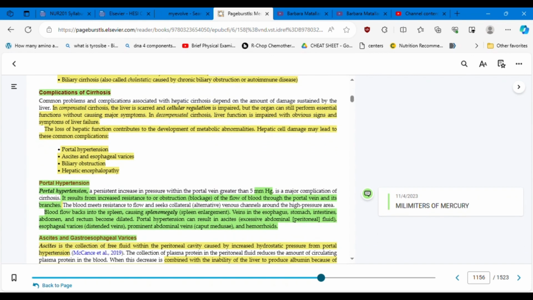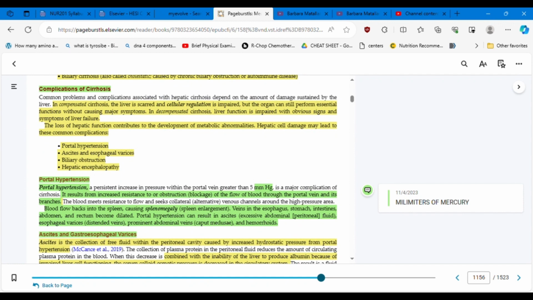Now, complications of cirrhosis. In compensated cirrhosis, the liver is scarred and cellular regulation is impaired, but the organ can still perform essential functions without causing major symptoms. When we talk about cellular regulation, please consider the fact that the liver is the only organ that regenerates. So where there are certain imbalances, the liver can, at some point, heal, right? But there is a limit. That's where cellular regulation impairment comes into the horizon, right? Because since the poor liver is getting so much toxicity, the rhythm of damage versus healing is not the same.